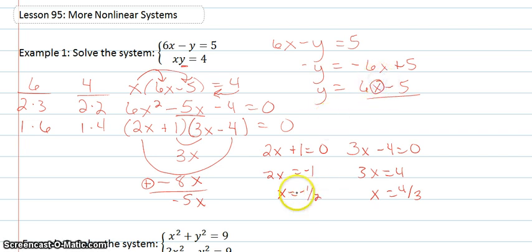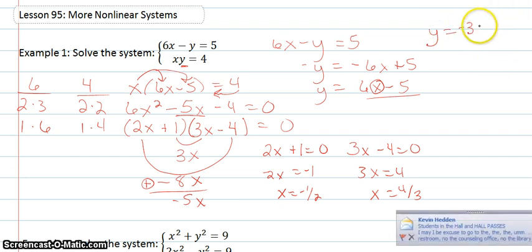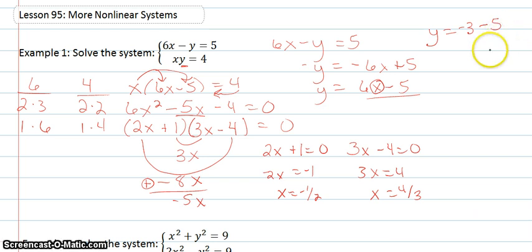Okay, now I can put those in for my x here to find out what y is. So I'll put in the negative 1/2. So I have y equals negative 3 minus 5. So y equals negative 8. So one of my points is negative 1/2, negative 8.